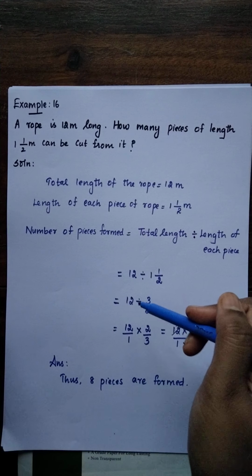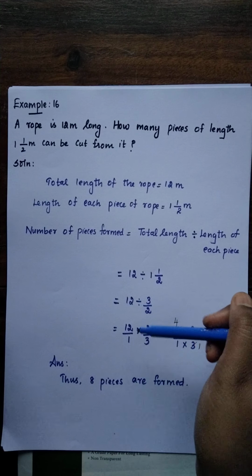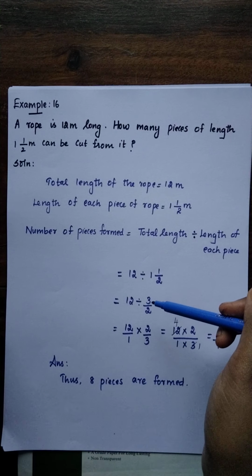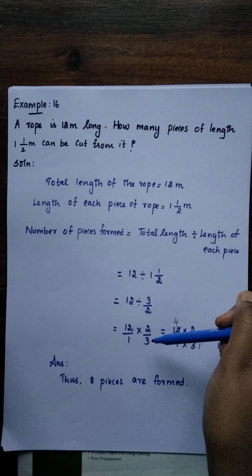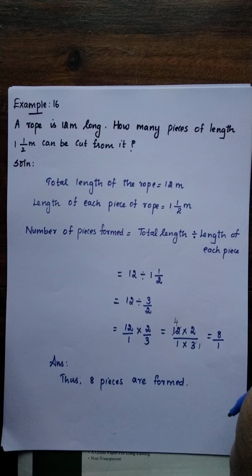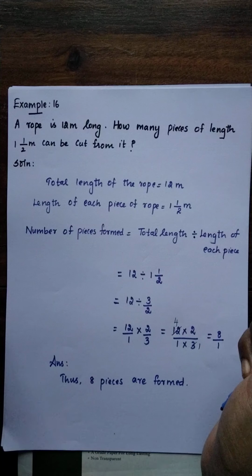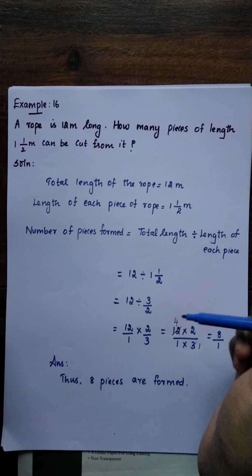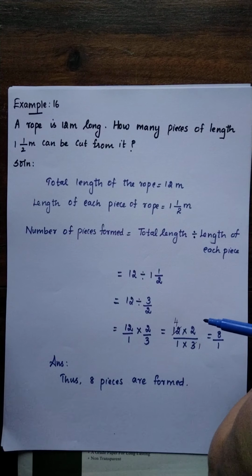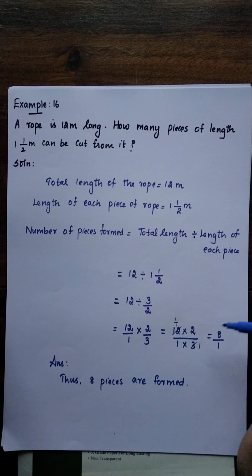Now we are going to divide a whole number by a fraction. So we write the whole number 12 as 12 divided by 1. Then change this division symbol into a multiplication symbol. Then write the reciprocal of the fraction, that is 2 by 3. Now multiply the numerators, 12 into 2 divided by 1 into 3. We can cancel 3 and 12. 1 3 is 3, 4 3s are 12. Now multiply the remaining numbers. 4 2s are 8 divided by 1 into 1. 8 by 1 is nothing but 8. So our answer is 8 pieces are formed.